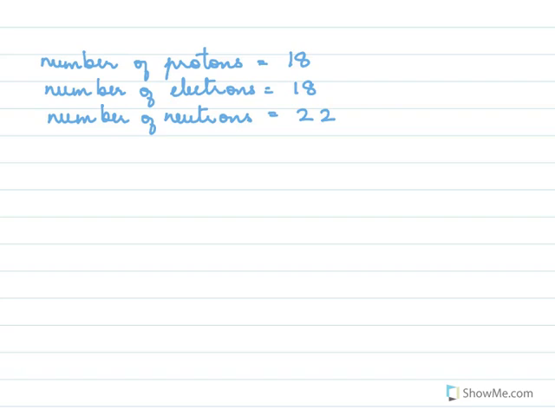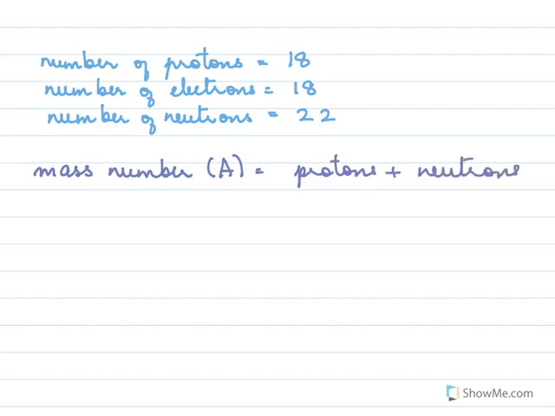Now here is yet another atom with protons 18, electrons 18 and neutrons 22. So we'll find the mass number. Mass number is denoted as A and is equal to protons plus neutrons. The protons here are 18 and the neutrons 22. So when you add them up together, you get 40.